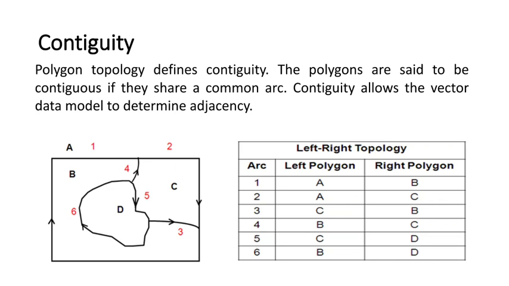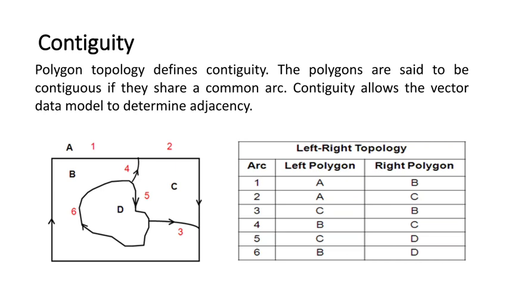So contiguity here means a polygon. A polygon is said to be contiguous if they share a common arc. It allows the vector data model to determine adjacency. Adjacency means one nearby. You can understand this from these two graphs. See here, you can see arc 1. This straight line is arc 1. On either side of this arc you can see A and B.